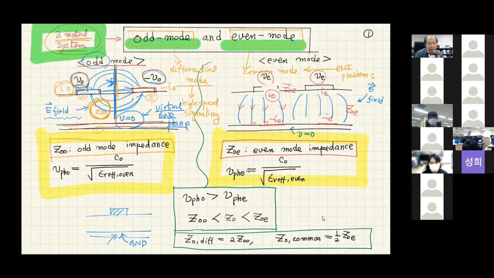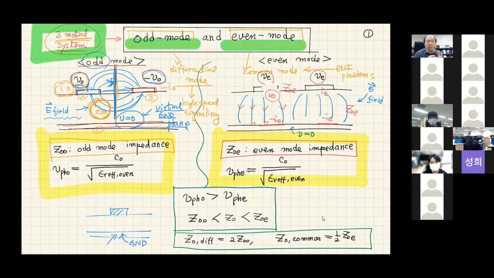So in any case, if you are sending voltage and current waves in these three-metal systems, we can decompose that voltage and current wave into odd mode and even mode. Even mode is the average voltage, and odd mode is the oppositely symmetric voltage. We can decompose that, and the decomposed odd mode and even mode will have different impedance. So generation will be different for even mode and odd mode. Generation will be different, propagation will be different, and reflections will be different.